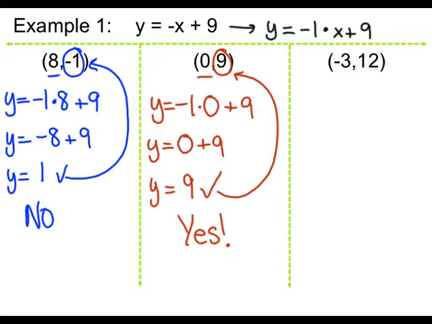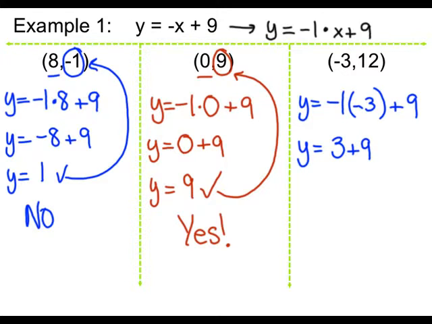So the last equation, y equals -1 times my x, which is -3. And remember, parentheses are the same thing as just multiplication. If you want to use a dot instead, that's fine. Plus 9. So we get y equals -1 times a -3, which is a +3, plus 9. And 3 plus 9 is 12.